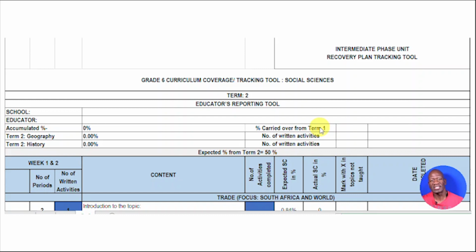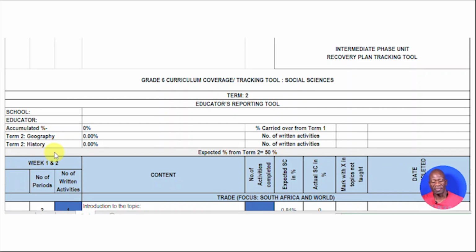The expectation is that each and every term the total coverage is supposed to be 25%. Right, so we are now in term 2. In terms of this subject in front of us, we have geography. So far it is indicated 0% because the teacher has not yet started teaching. Then we also have history, and we can have the carry over from term 1 if we do have it here.